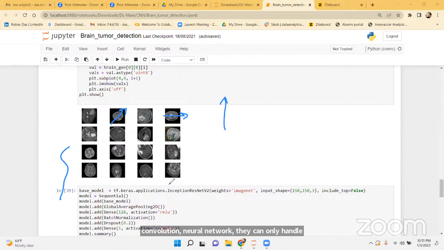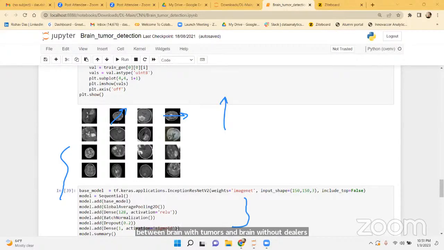So we have used one model, a convolution neural network. So this is our convolution neural network, which is getting trained on this entire set of images to classify between brains with tumors and brains without tumors. Clear?